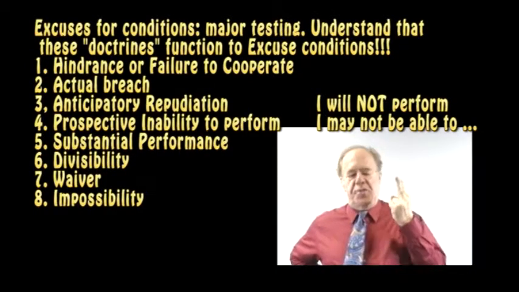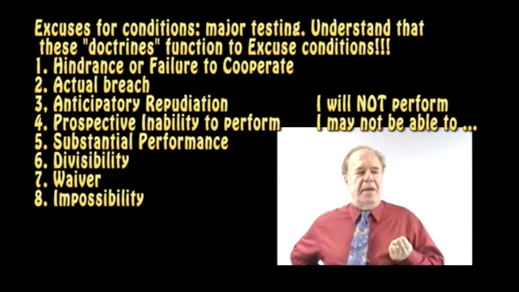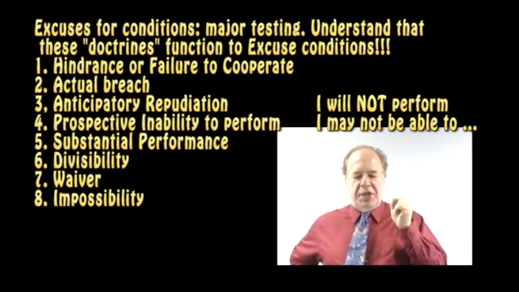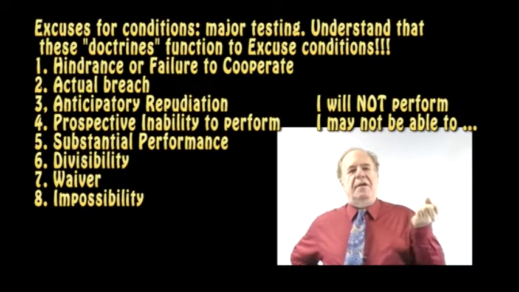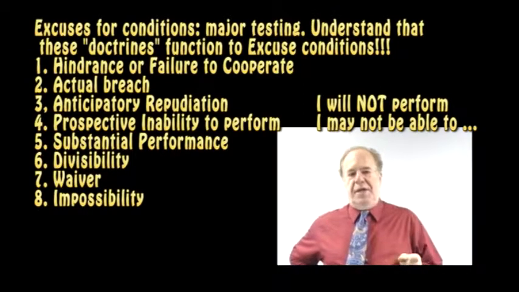Anticipatory repudiation or prospective inability excuse the condition. What's the difference between them? They sound a little bit alike, so people tend to confuse them. So they tend to put them together in the same MBE question.